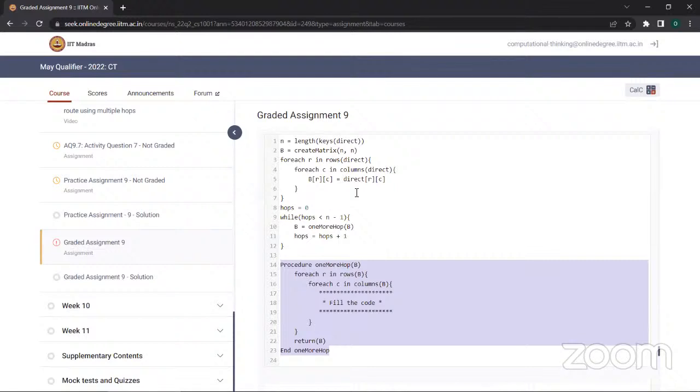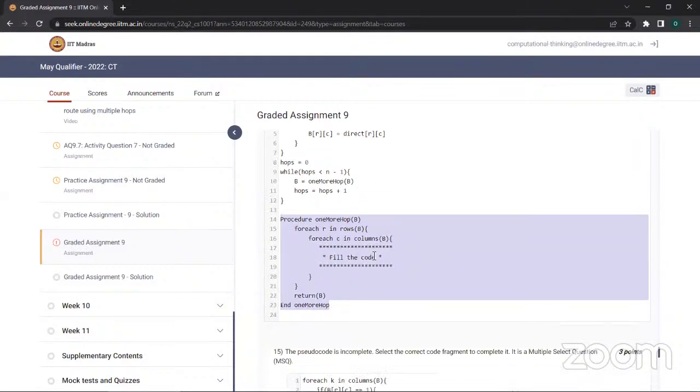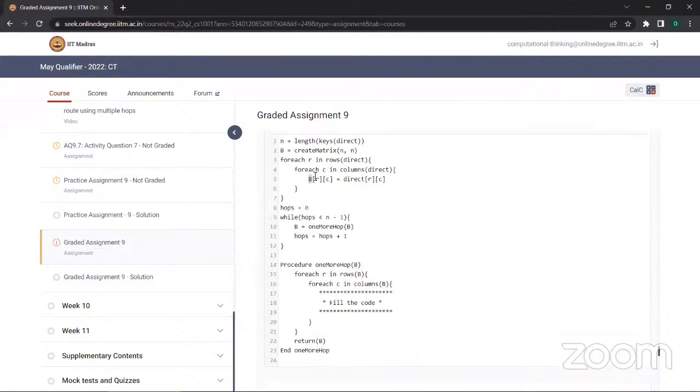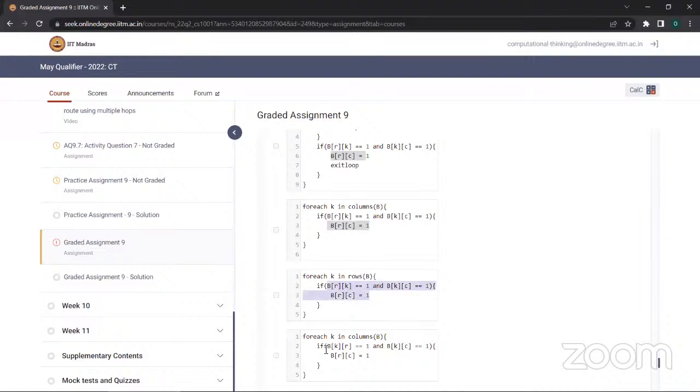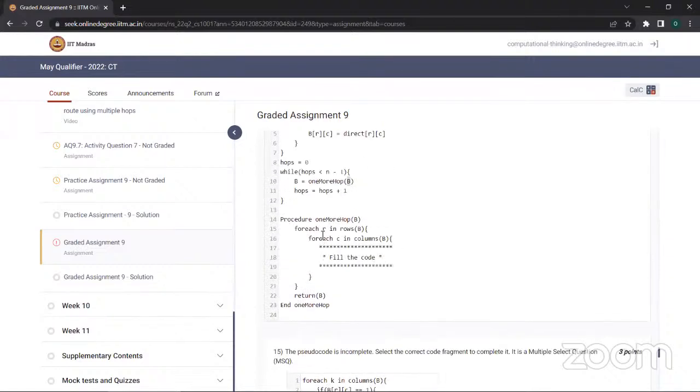So, sir, like here, line number 14, 1 more hop B, and for each R in rows B, that means this B is the matrix of direct ones. Yeah, B is that original matrix that we are passing as a parameter. Over here, we are passing that B. And then as per any of these codes, your B will be updated with some 1 allotted at some place. And when B gets updated, we return the updated B, which will update the original B over here.